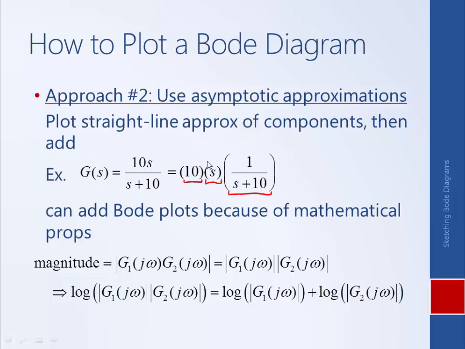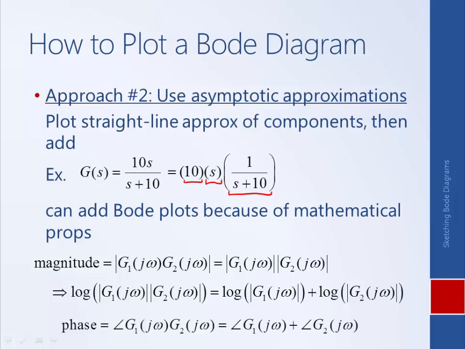And so this property, something that maybe you remember from way back in algebra or something, this property allows us to add the magnitude plots of the individual components. So if we have a magnitude plot of a simple gain, the magnitude plot of a differentiator, and the magnitude plot of a pole, to get the magnitude plot of the whole transfer function, we simply add those individual magnitude plots together.